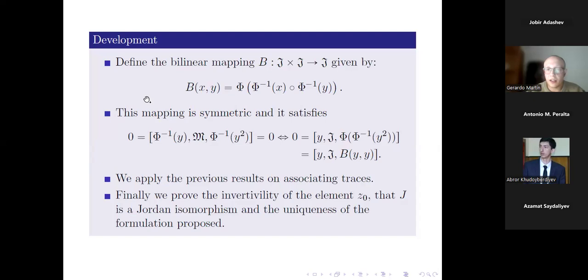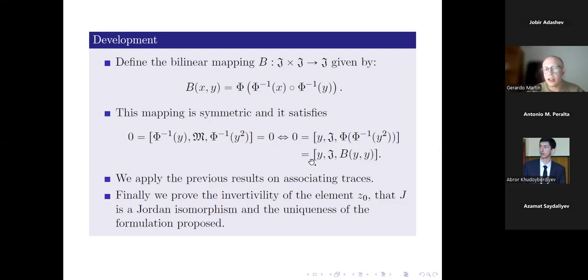A brief sketch of the proof will be the following one. The idea is to consider this bilinear mapping B given in terms of phi and the inverse of phi. And since we know phi preserves operator commutativity in both directions, then we know that the inverse is going to preserve this operator commutativity too. Then this mapping, defined in this way, is symmetric and it satisfies these properties. It satisfies the preservation of operator commutativity.